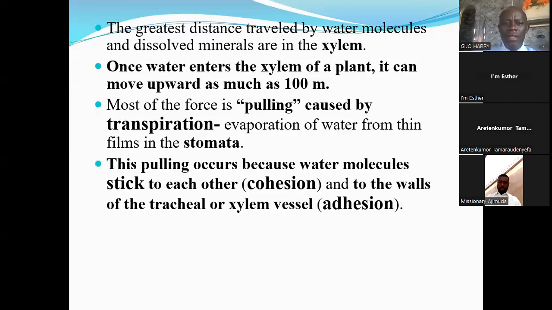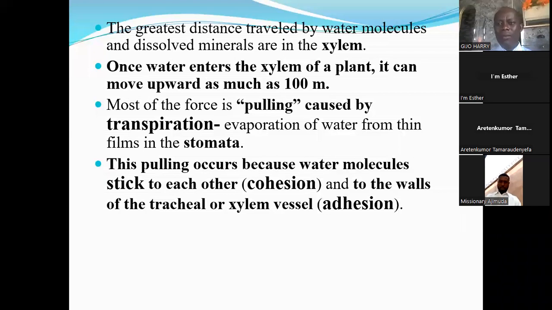And one other factor that makes this possible is that water molecules stick together. Just as you have two friends that are holding each other tight, when you drag one of them, you drag the other. So the cohesive forces of the water molecules are also responsible. And the water molecules are also adhesive to the walls of the xylem vessels.